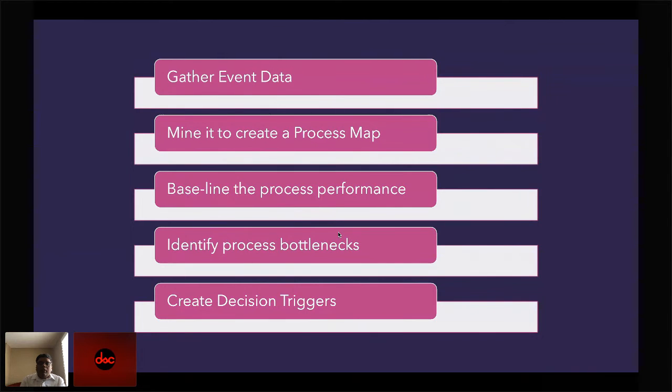The first thing we do is gather the event data. Every organization, every process has a certain set of events. In the case of a CRM system, an event could be somebody calling in and expressing an interest, and we'll call that a lead. So a lead got generated based on a call that came in to the company.